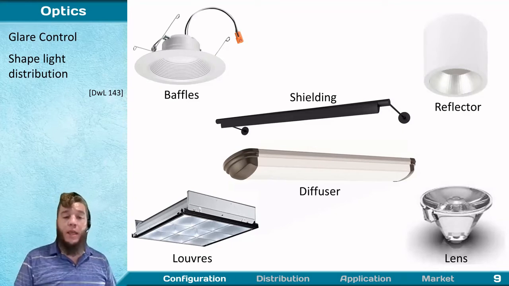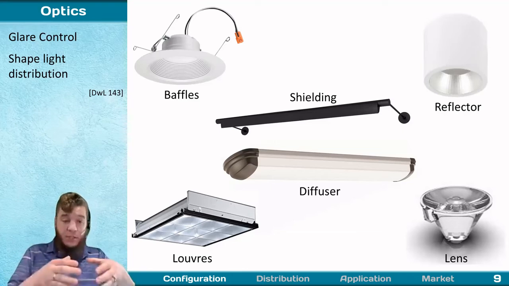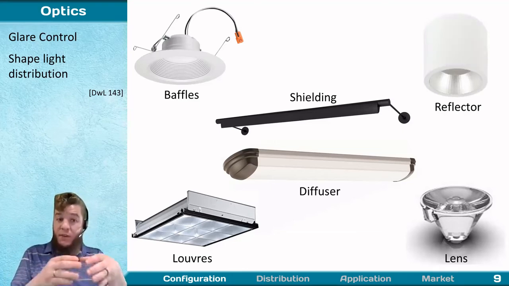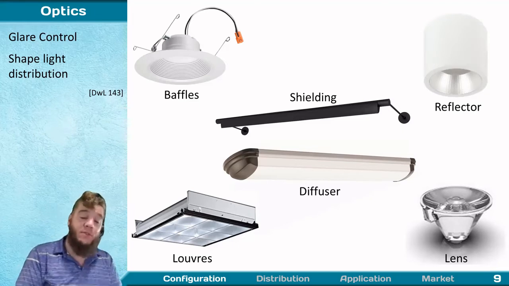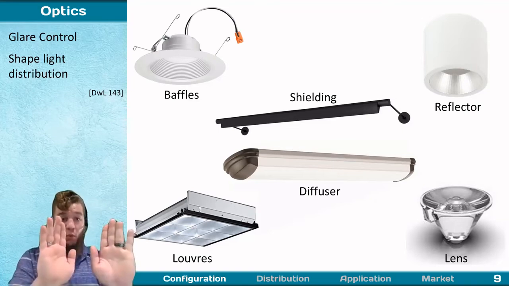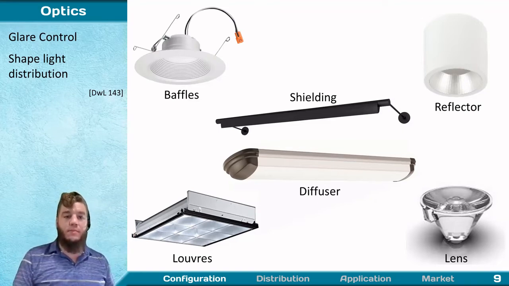Reflectors are a great way to control and direct your light. So if you're trying to direct light to hit a specific target, then reflectors might be the way to go. You can also use reflectors to get asymmetric distributions to push light towards a wall, for example.